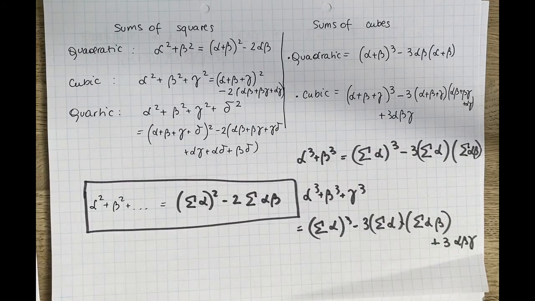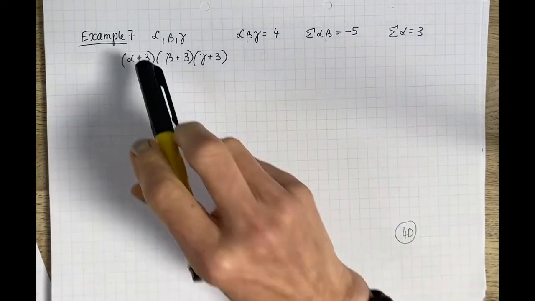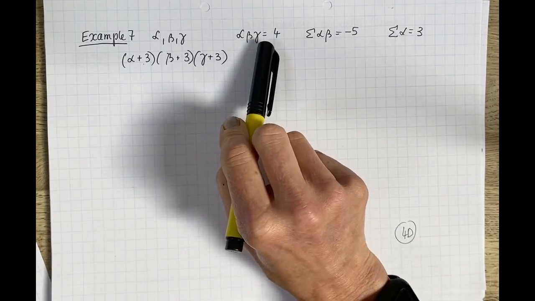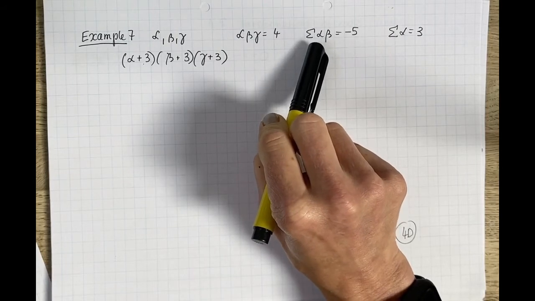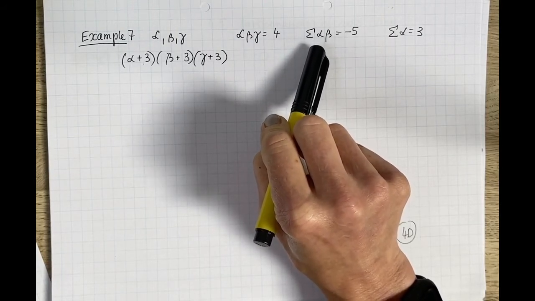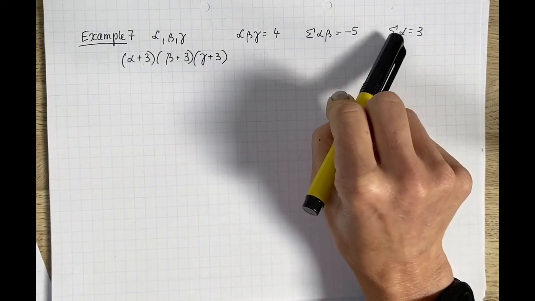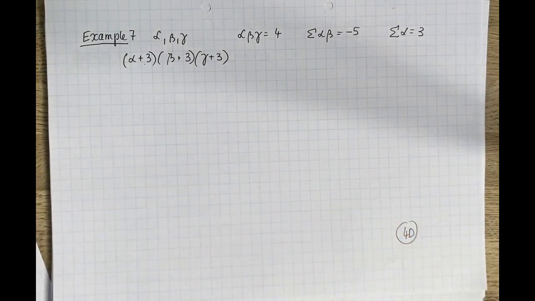Okay, so let's see how we can use this result in example 7. So you've got a cubic equation. Let's just check the wording of the example. The 3 roots of a cubic equation are alpha, beta, gamma, and given that alpha beta gamma is 4, the sum of pairs, alpha beta plus beta gamma plus gamma alpha, is minus 5, and the sum of roots, alpha plus beta plus gamma, is equal to 3. We've got to find the value of this expression.